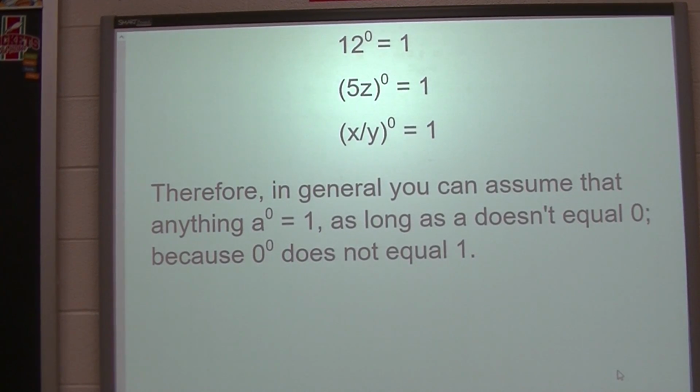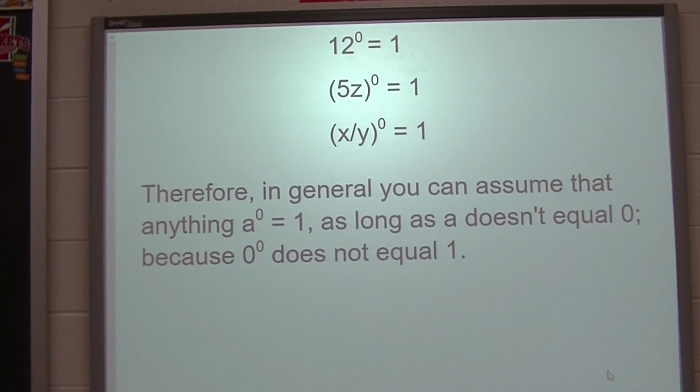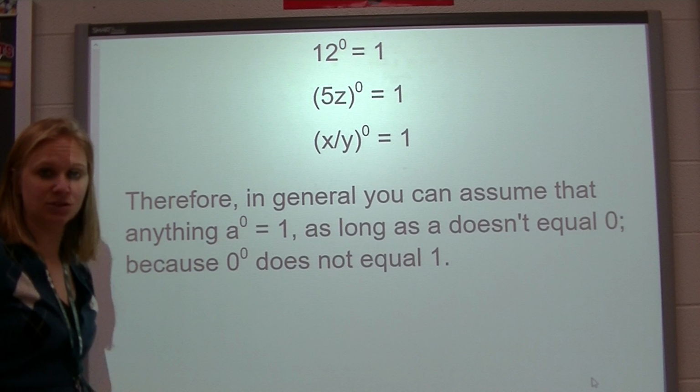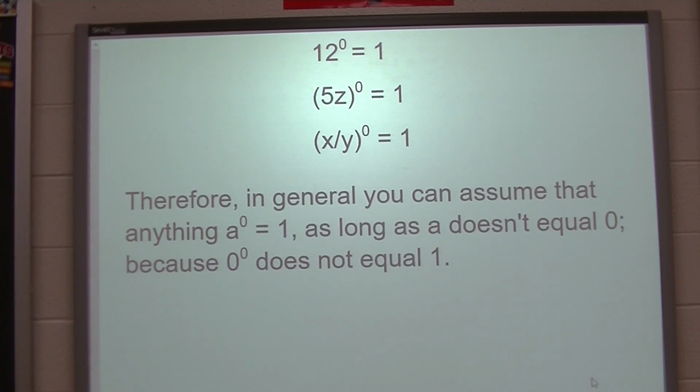All right, so we know, or we should know, just from the binomial theorem lesson, that anything raised to the 0 power equals 1. So here's just a few examples. 12 to the 0 equals 1. 5z to the 0 equals 1. 5x divided by y to the 0, that also equals 1. So therefore, in general, we can assume that anything, a representing anything here, raised to the 0 power equals 1, as long as a doesn't equal 0, because 0 to the 0 power actually does not equal 1.